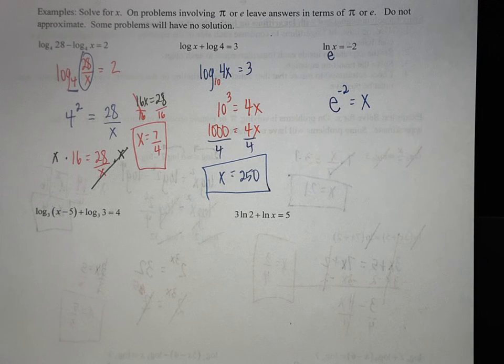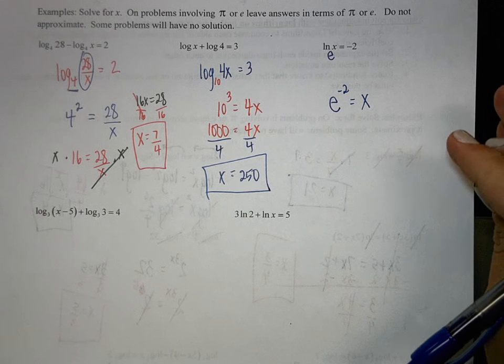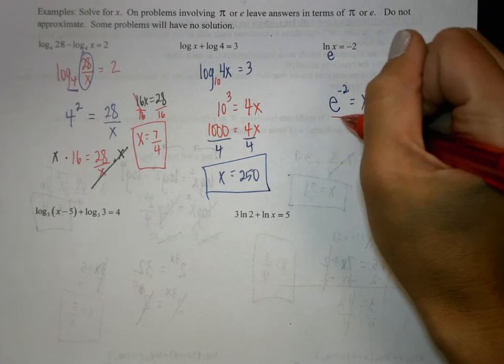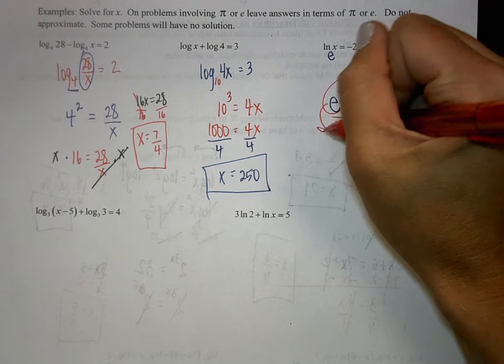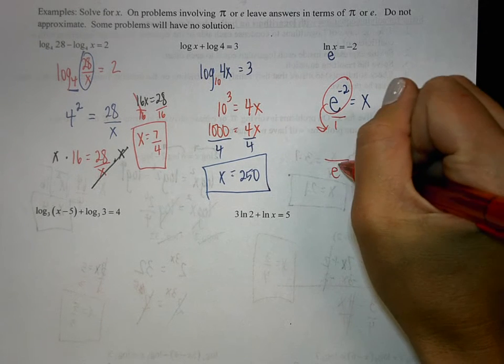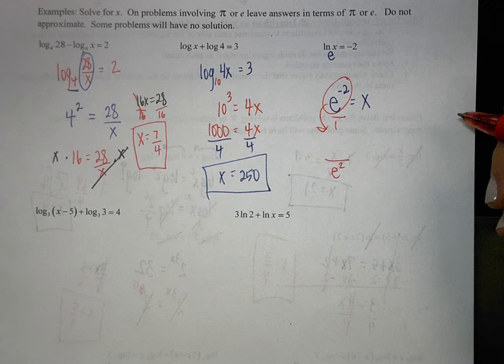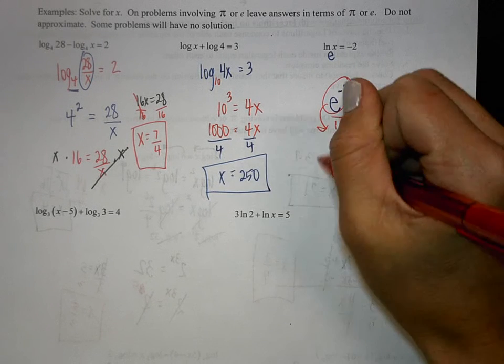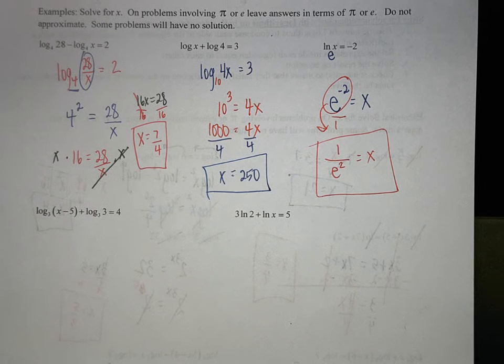When we have E in our answer, we're not going to plug it into our calculator. We're just going to leave it in terms of E. But I don't want a negative exponent. So how would I eliminate the negative exponent? Yeah, change it into a fraction, and anytime you have a negative exponent, it goes to the opposite side. And so we end up with E squared in the denominator, and if nothing is in the numerator, we just put a 1 there, equals X. And that's it. That's your answer. Any questions?